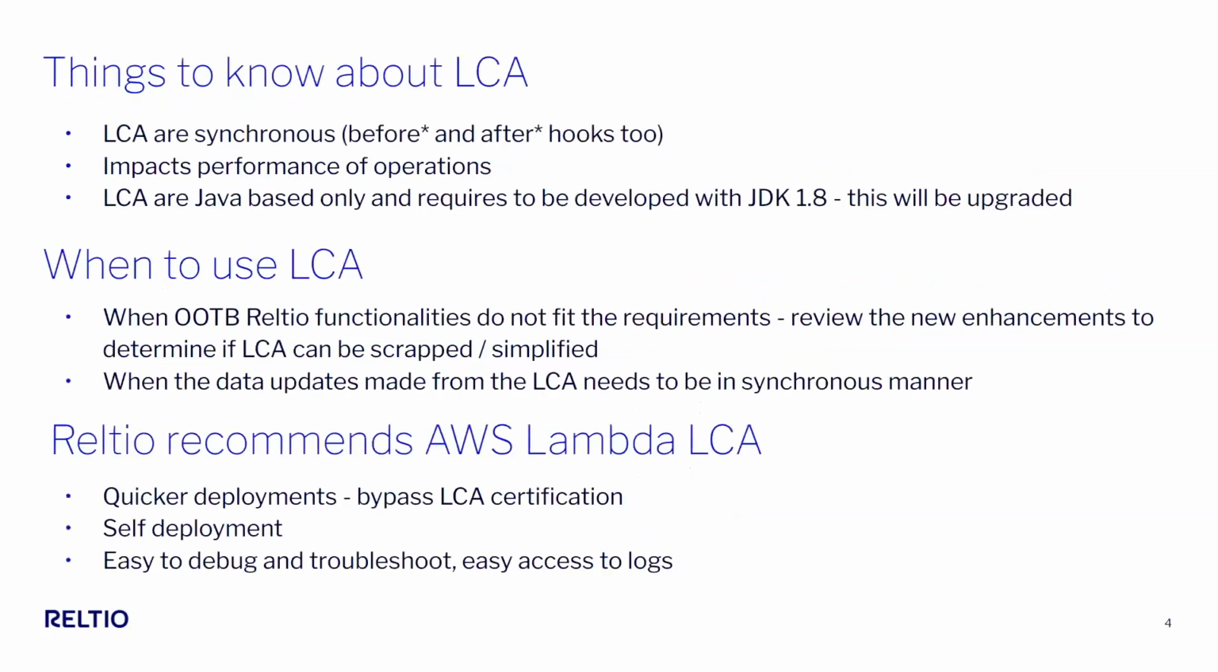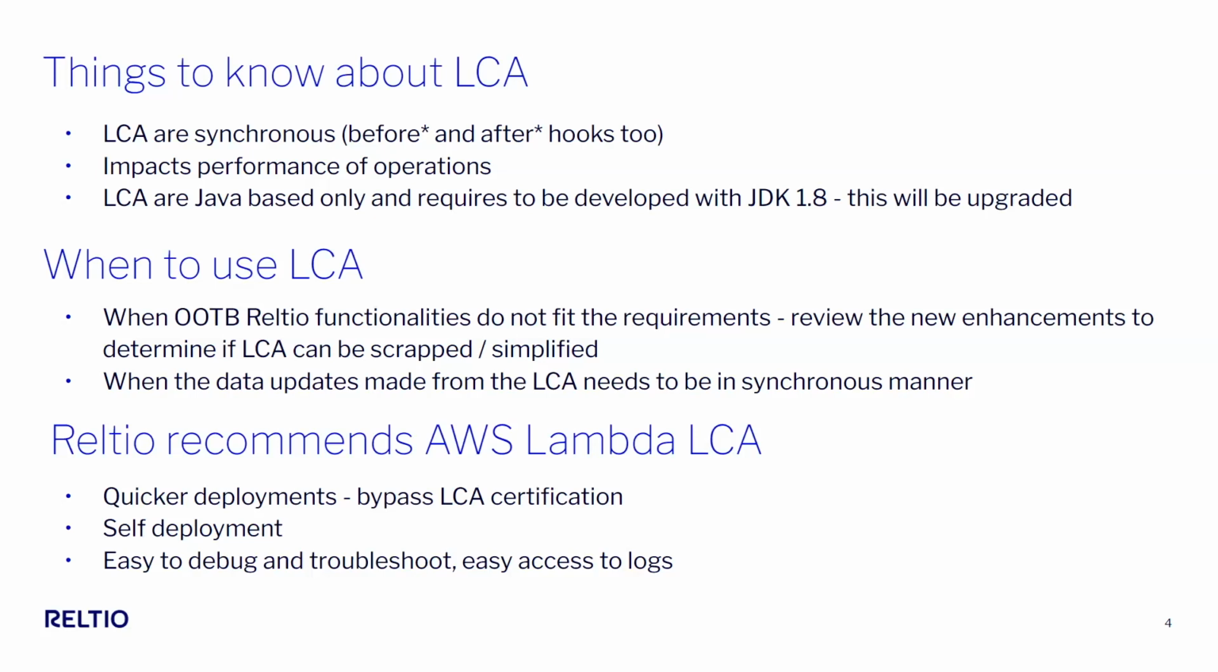A few things we have to keep in mind when building LCAs is that they should only be employed when we want to perform synchronous operations. For example, before I save an entity, I want to perform certain operations. It has to be a synchronous operation, right? In other scenarios where synchronous operation is not required, you can rely on the events that are streamed through the pipelines.